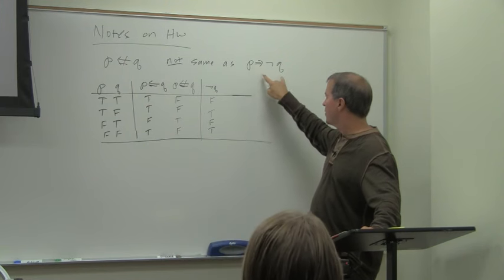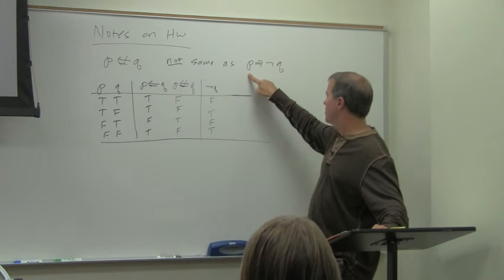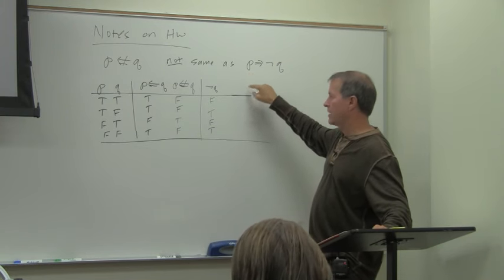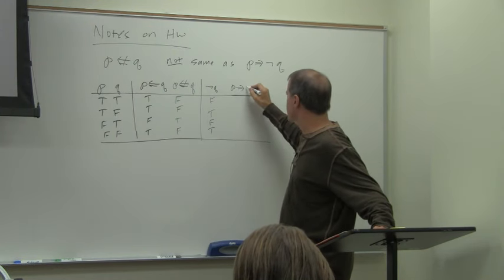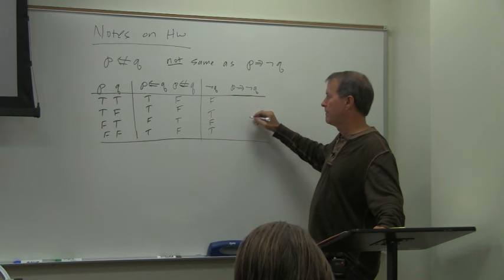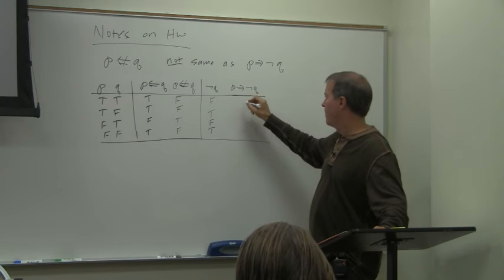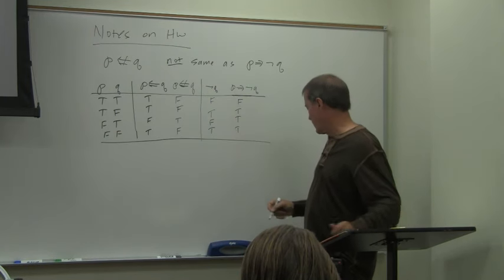So this one, when they're both true. When P and Q are true. So what is P implies not Q going to be? False, true, false, true.